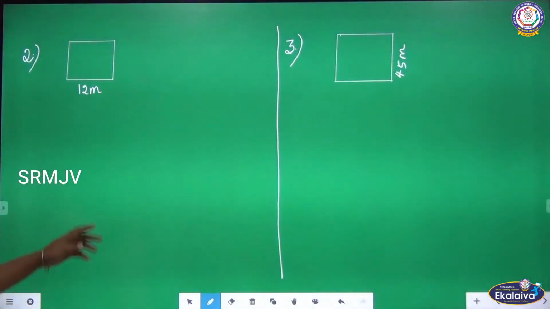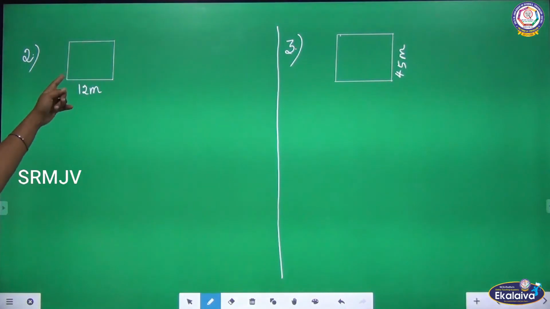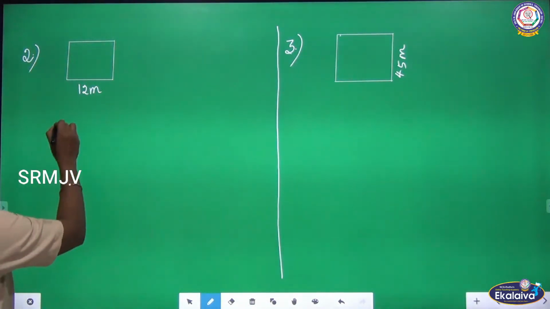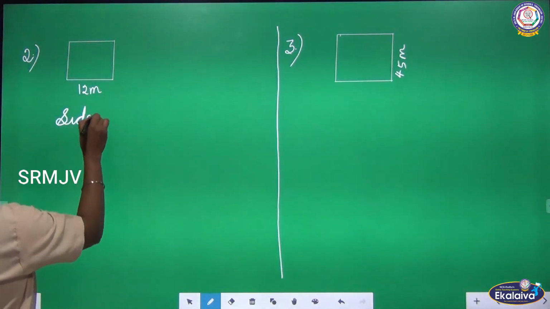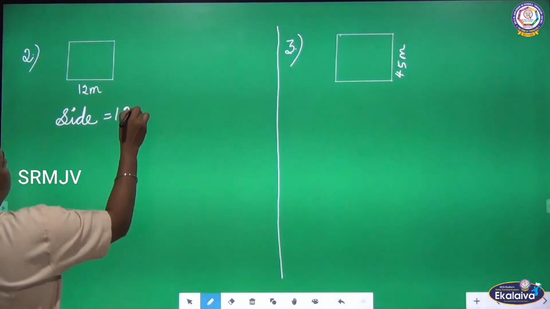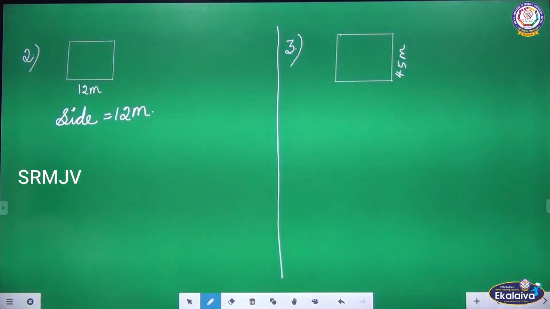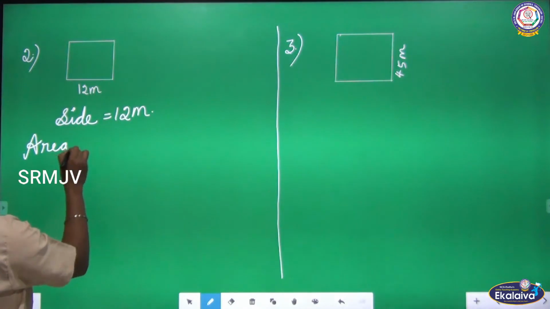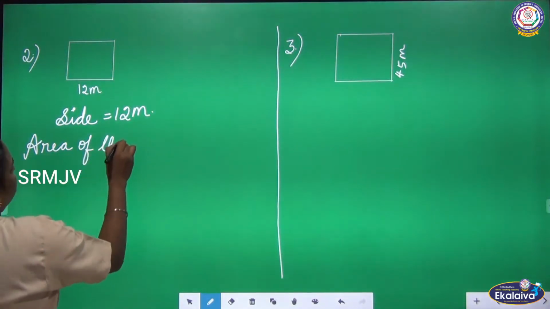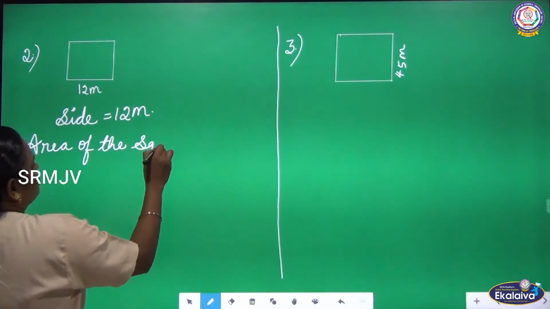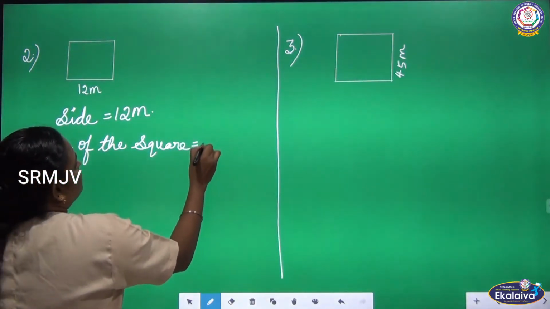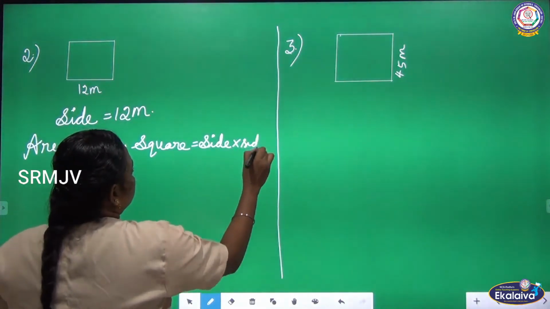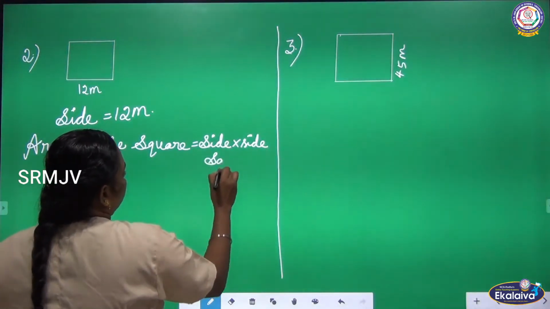So the next one, listen, what is the shape? This is a square. They have given only this side. What is the side they have given? Side is 12 meter. So we are going to find out the area of the square. What is the area of the square, children? Area of the square equals side into side, square units.